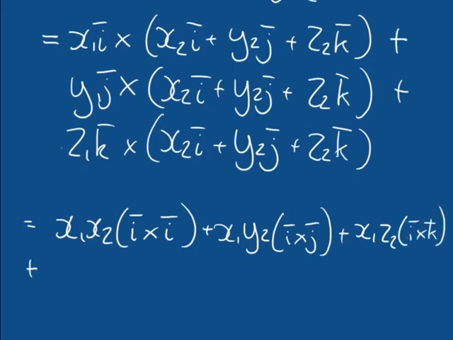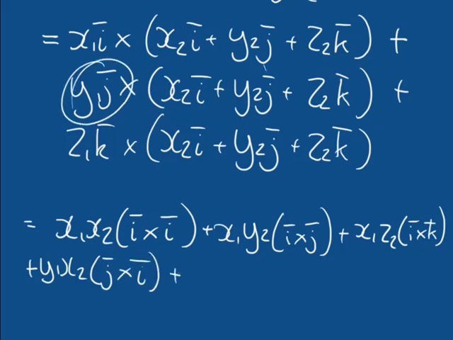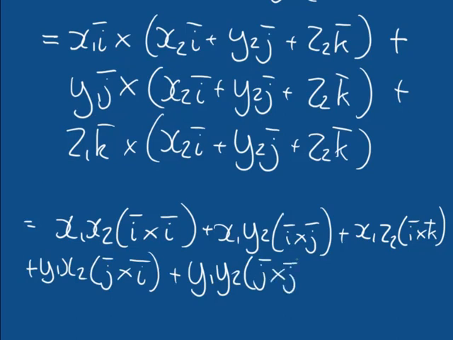Then we can add to that y1j crossed with x2i. That's going to give me y1 x2, j crossed with i. I can add to that y1j crossed with y2j. That's going to give me y1 y2, j crossed with j. Then I'm going to add to that y1j crossed with z2k. That's going to give me y1 z2, j crossed with k.